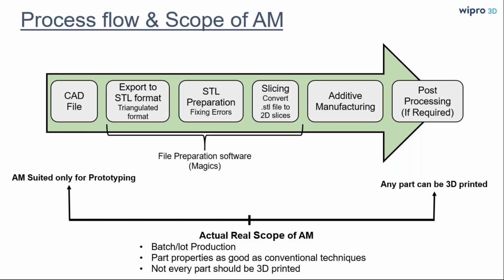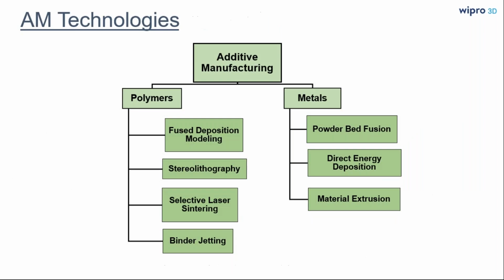Additive manufacturing is definitely suitable for batch or lot production, if not mass production. So we can definitely look beyond prototyping, because the kind of properties that we get from the parts are just as good as what we get from machining or injection molding. That being said, not every part should be 3D printed, because it does have a few constraints. This is just to give you a brief idea what we are dealing with.